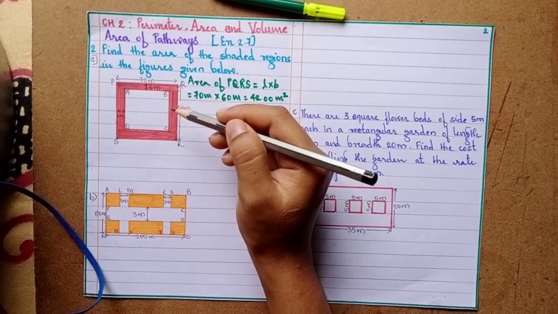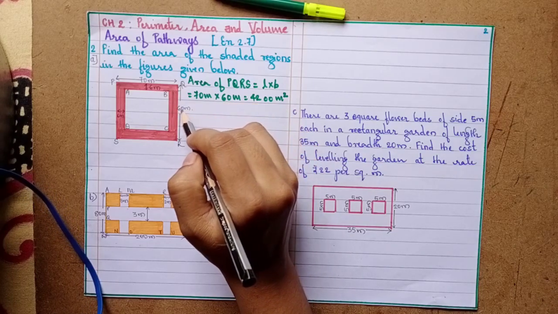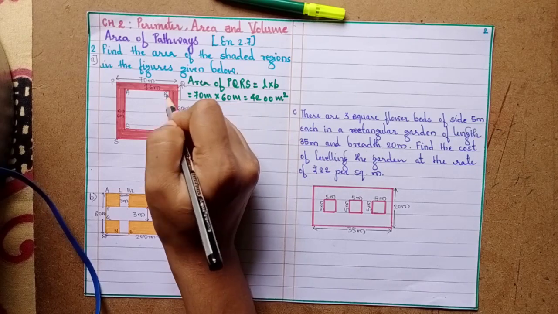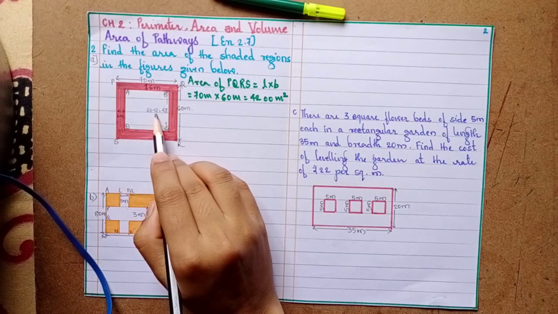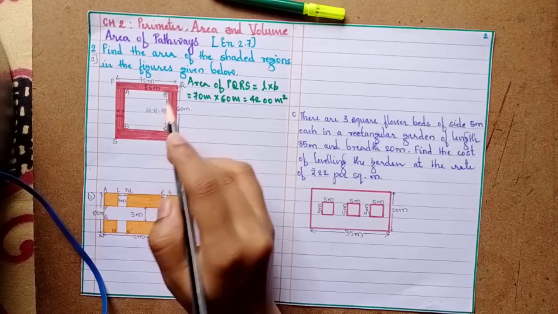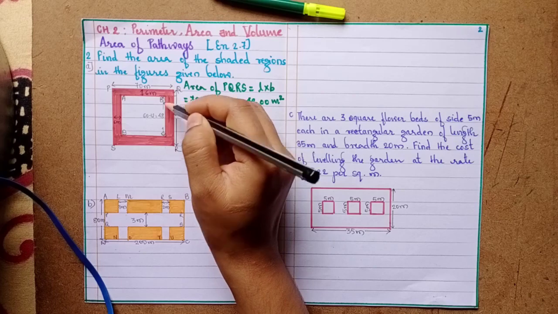Therefore, we have to subtract 12 meter from 60. That will give us this side. Thus, from 60, when you subtract 12, we get 48, and it is 48 meter long. Now we have got the breadth. Now let's find the length.